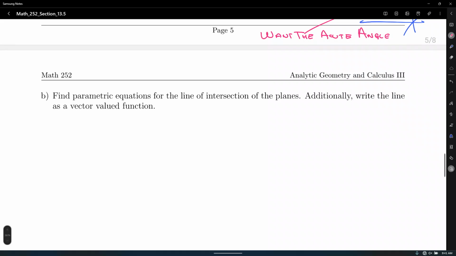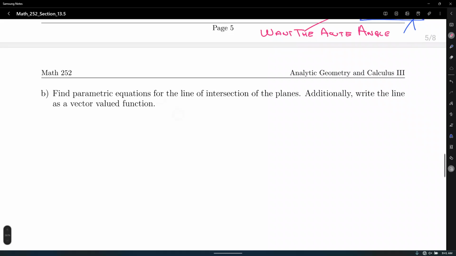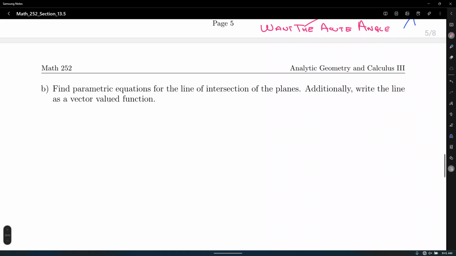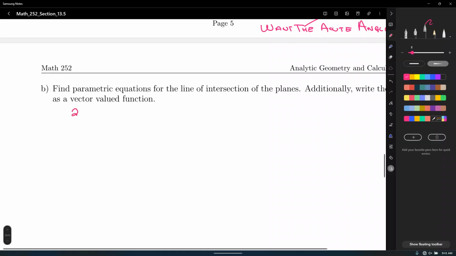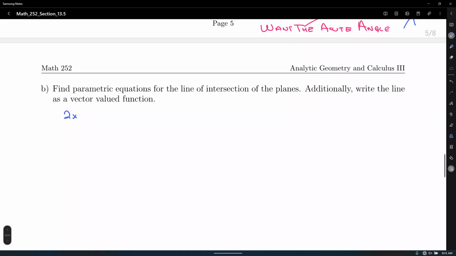Oh, this is going to be a pretty interesting algebraic process. So, okay, how are we going to do this? Well, we're given two planes. That is 2x plus 3y minus z equals negative 5, and the other plane is x minus 2y plus 4z equals 1.